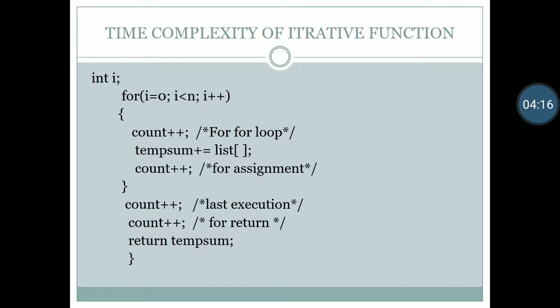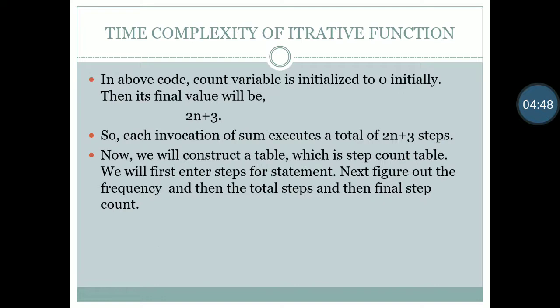In the for loop, i is equal to 0, i less than n, and increment by 1. In that we are further doing count plus plus, then tempsum is equal to list i plus tempsum, and count plus plus again. After the for loop we are adding count plus plus 2 times and returning our tempsum. So in this program, the count variable is initialized to 0 initially, and its final value will be 2n plus 3.